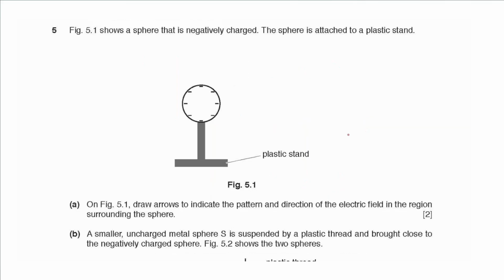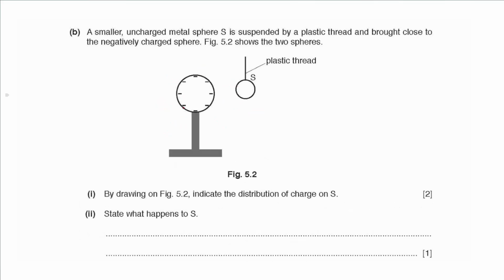Question 5 says figure 5.1 shows a sphere that is negatively charged. The sphere is attached to a plastic stand. On figure 5.1, draw arrows to indicate the pattern and direction of the electric field in the region. So we can just draw straight lines, arrows pointing towards the sphere, because the field around the negatively charged object is radially inwards. So we keep drawing arrows pointing towards the center of this circle, and this is the shape of the electric field. Part B says a smaller uncharged metal sphere S is suspended by a plastic thread.